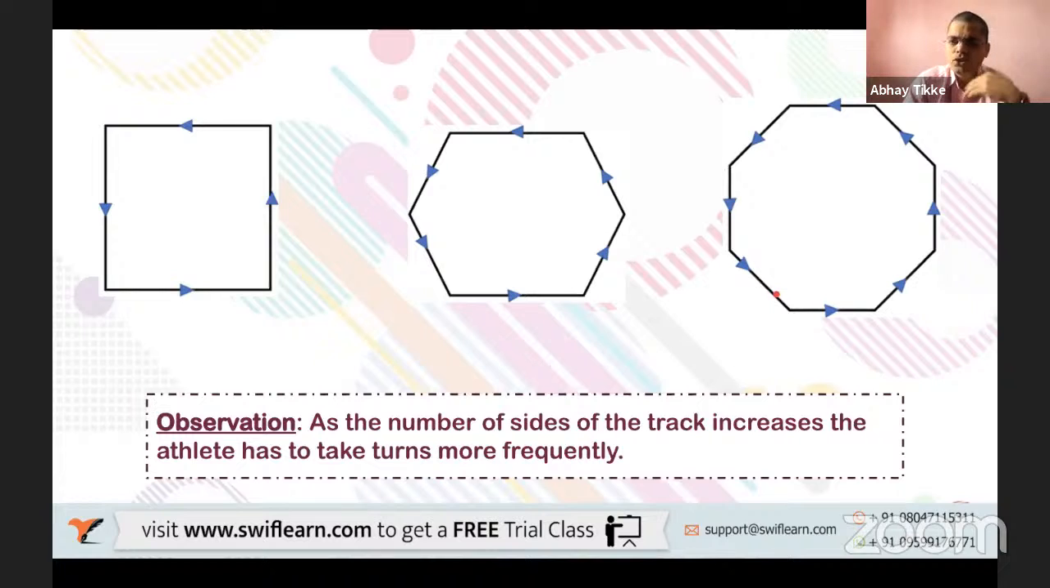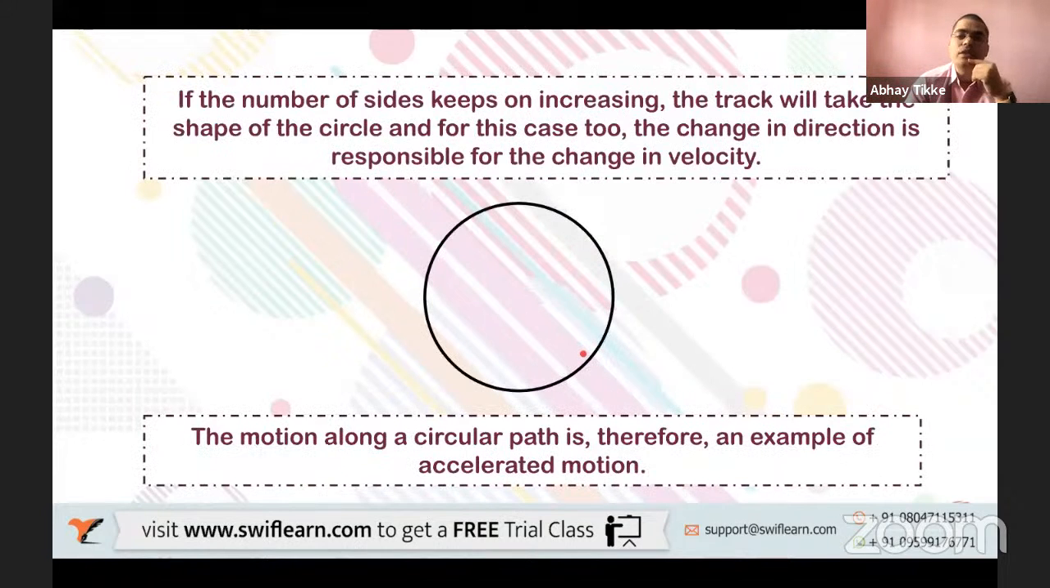जितने आपके sides रहेंगे ट्रैक के, उतनी बार आपको आपकी दिशा चेंज करनी पड़ेगी, right? So it depends on the path and the directions, or here specifically I can say the sides of a particular shape of the path. Is that clear, everyone? Fine. चलो आगे बढ़ते हैं. If the number of sides keeps on increasing, the track will take the shape of the circle, and in this case too, the change in direction is responsible for the change in velocity.